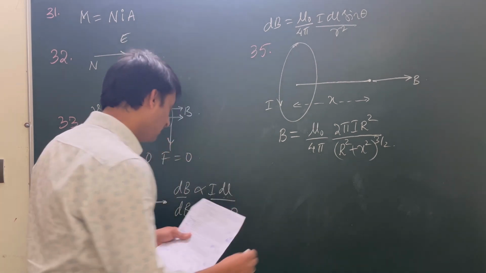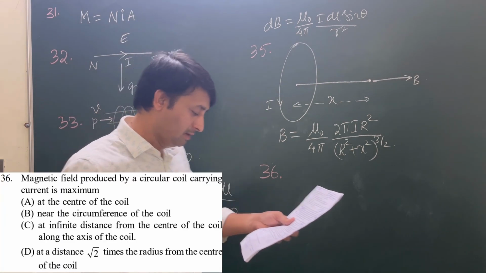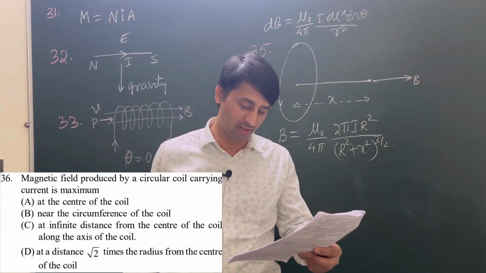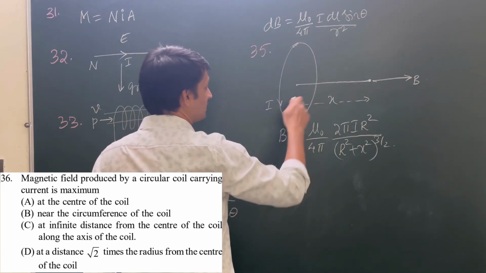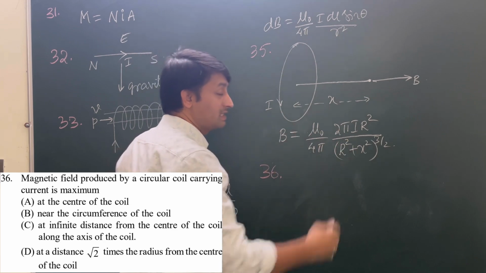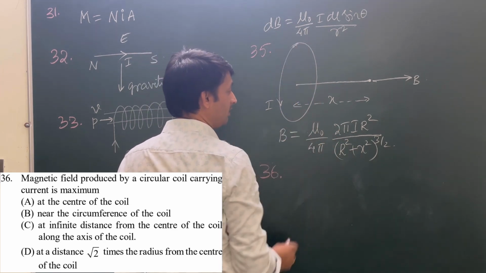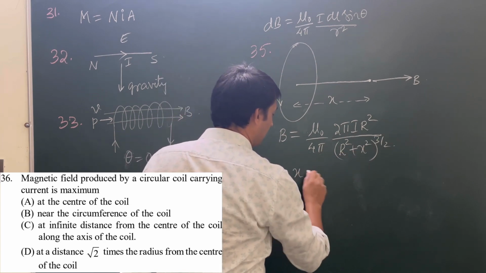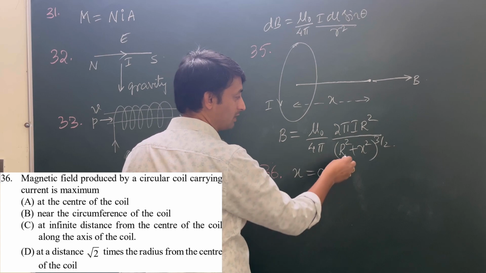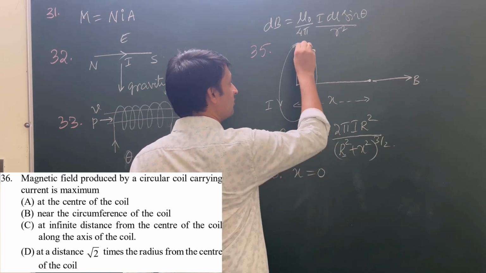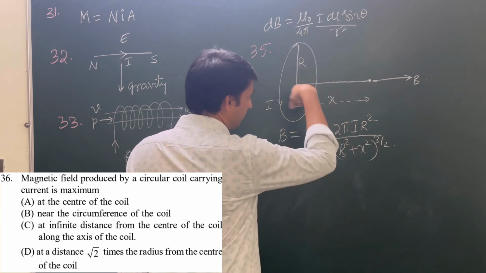Next, question number 36. Magnetic field produced by a circular coil carrying current is maximum. This circular coil is carrying the current here. Where is the magnetic field maximum, they have asked. For the magnetic field to be maximum, the value of x should be minimum. Here r is the radius of the circular coil, and I is the current flowing through the coil.